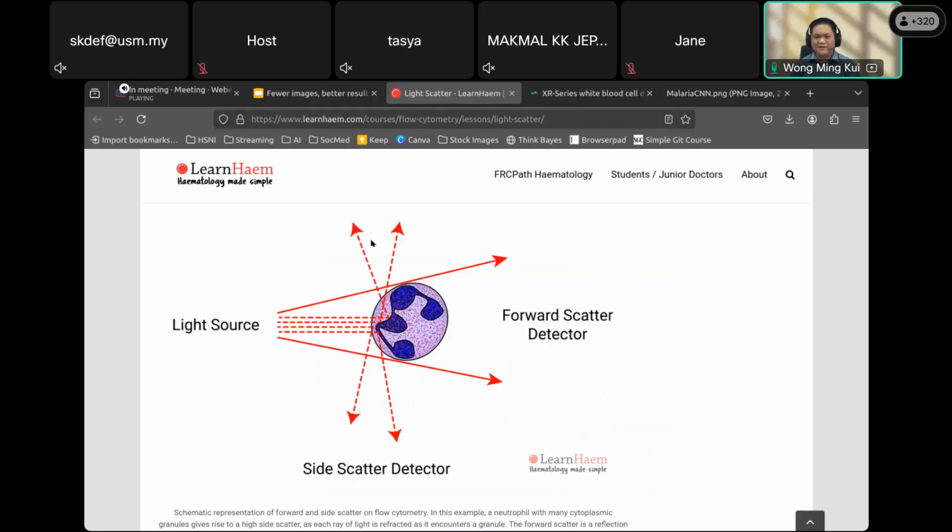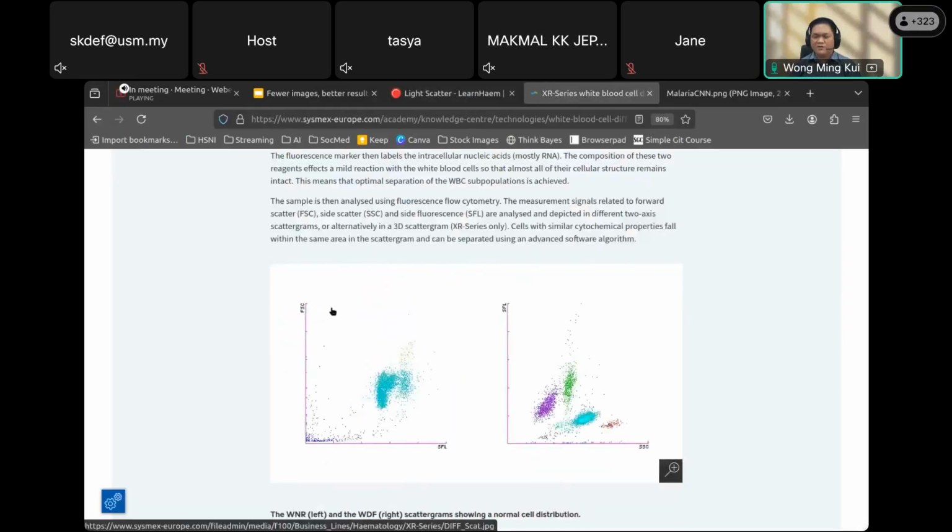So in flow cytometry, the light source will shine on the cell. It will be scattered, and this is what we call forward scatter. Then there is also side scatter, and we can also change the light source to a fluorescent one. So that's how we get this kind of graph. This is FSC, forward scatter. This is SFL, the fluorescent light. Again, this is SFL, the fluorescent, and then SSC, the side scatter.